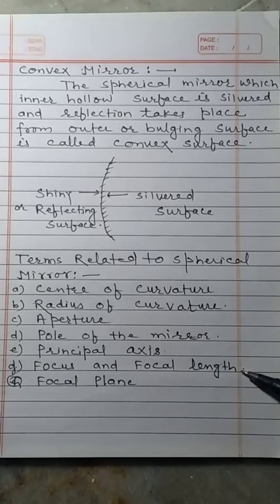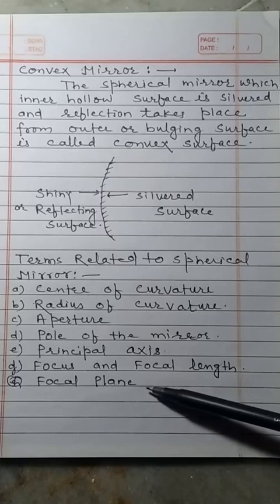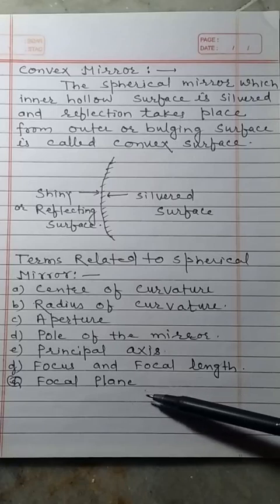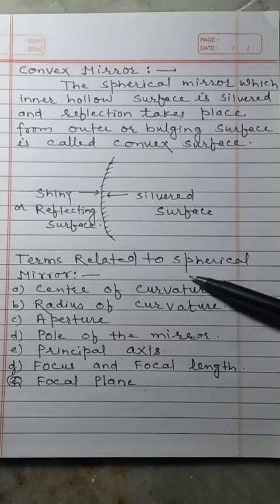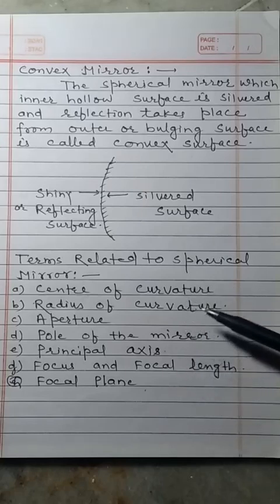Focus and focal length. And next, focal plane. We will discuss one by one: center of curvature, radius of curvature, aperture, pole of the mirror, principal axis, focus and focal length, and focal plane.